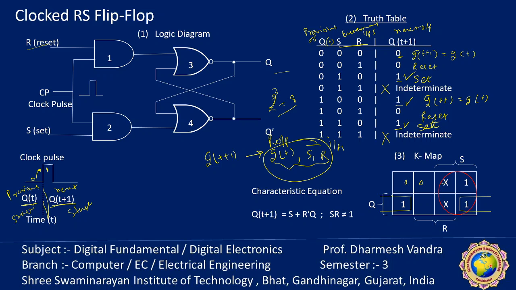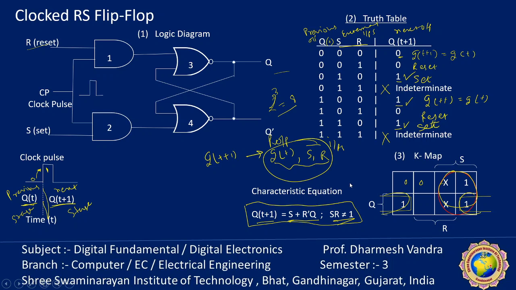So we obtain that Qt plus 1 equals S. How is it? This one. And on the other side R dash Q. So the characteristic equation is Qt plus 1 is equal to S plus R dash Q, but S and R are not equal to 1. Both are not 1 1. Okay, this is the limitation of the SR flip-flop.